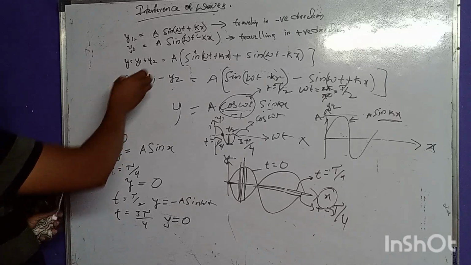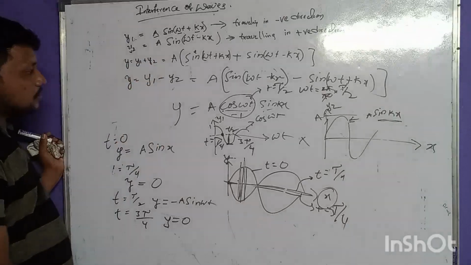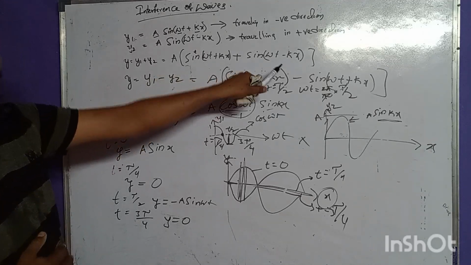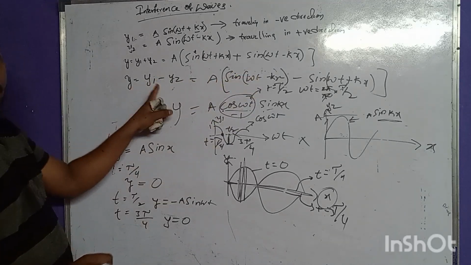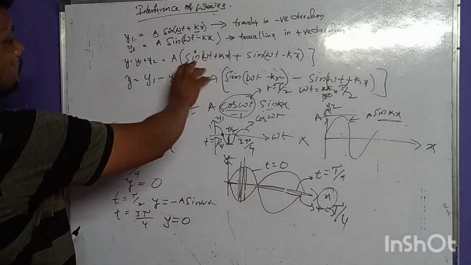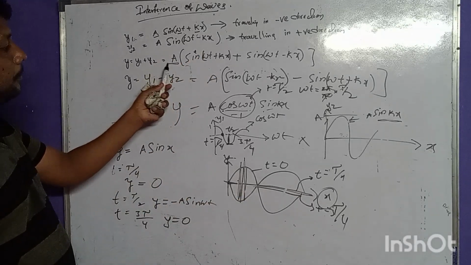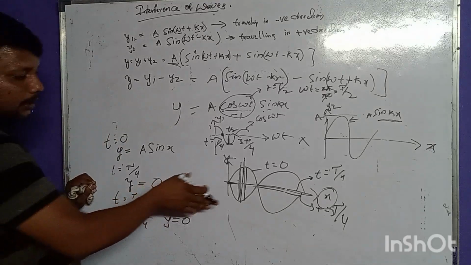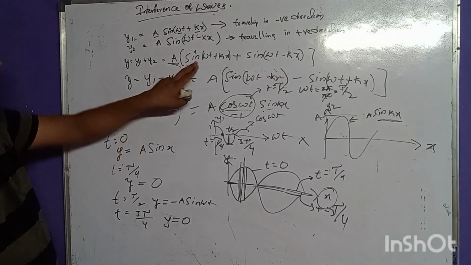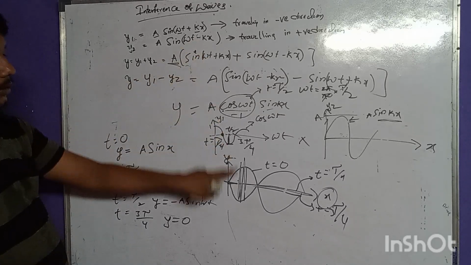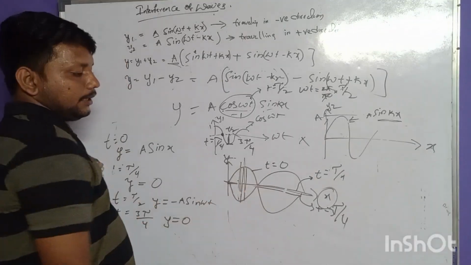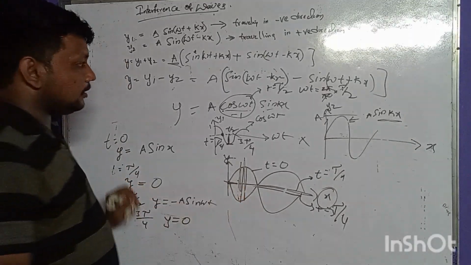If we add or subtract two waves with the same amplitude, same frequency, same wave number, we get standing waves. If we change the amplitude, we are not getting standing waves. If we use different frequencies, we are not getting a standing wave. This is called a standing wave. This is not at all a traveling wave.